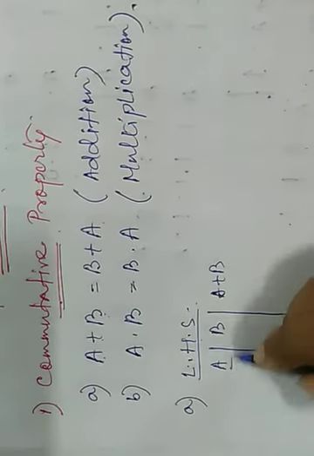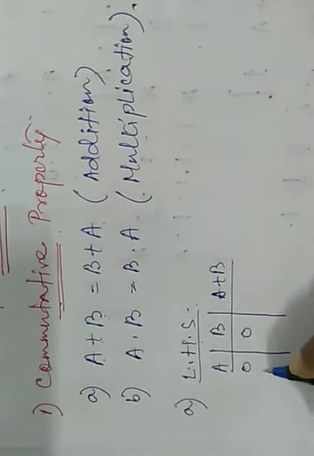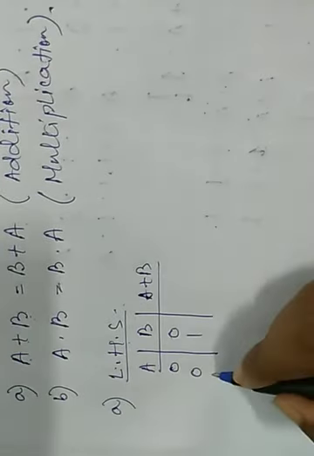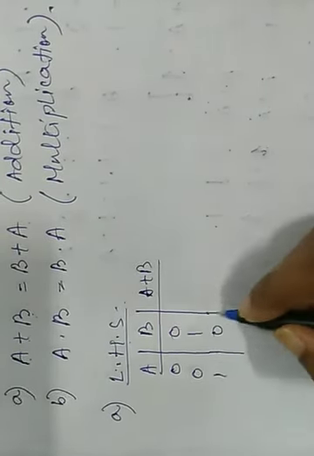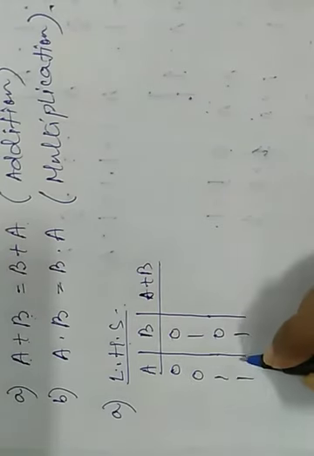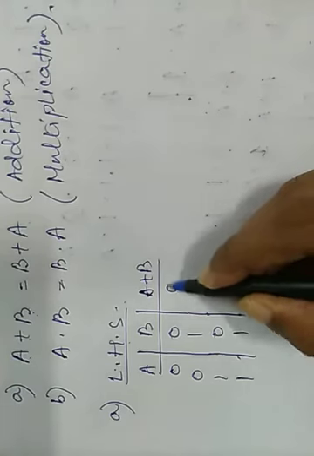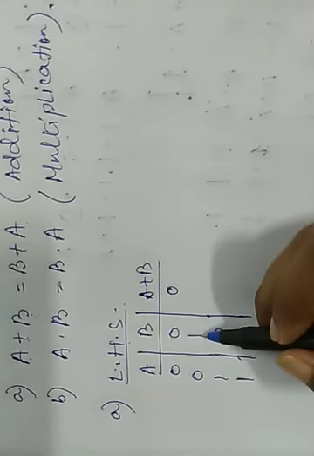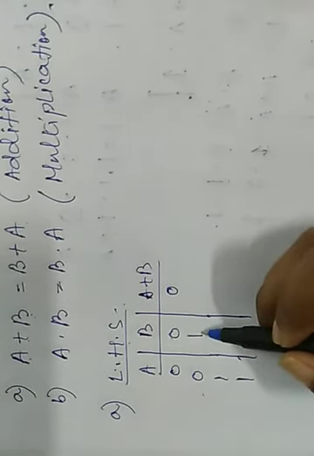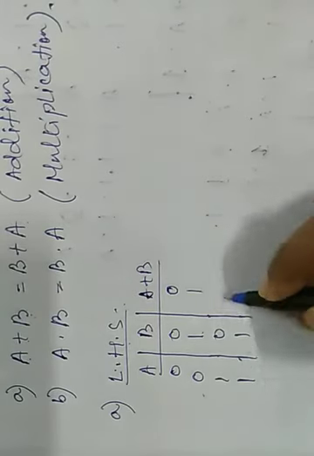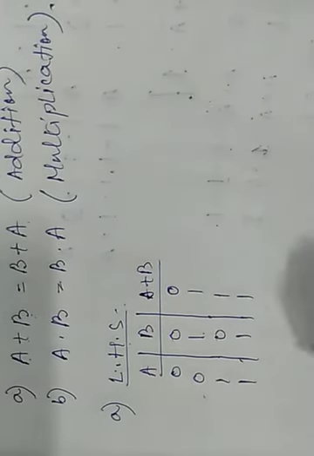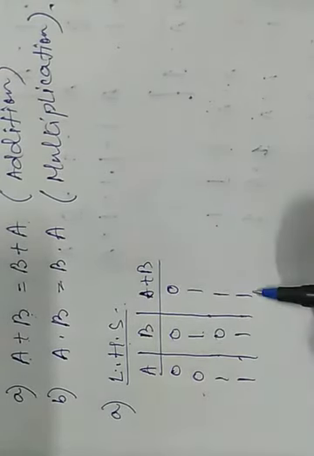plus b, 0 0, 0 1, 1 0, 1 1. Okay, so a plus b means, we all know that having one single 1 in any variable in our OR operation, the output is 1. Okay, so this is our left hand side output.